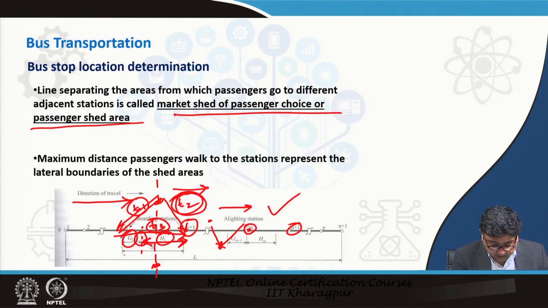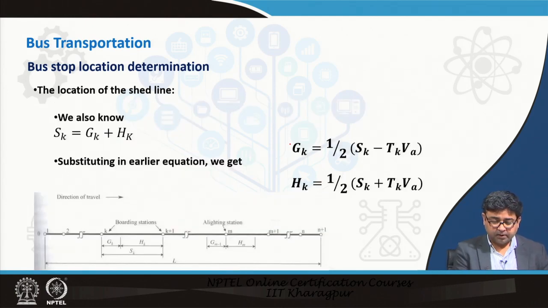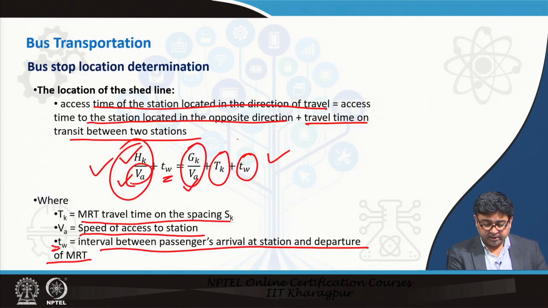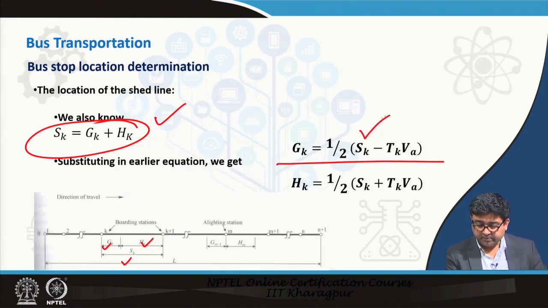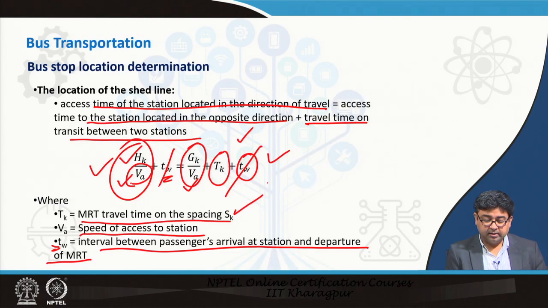So, it would have been, again, you have to travel this extra distance now, because you have gone back to a transit line. When you equate these two, what you start seeing is that we already know Sk is equal to Hgk plus Hk, and if you substitute this in the earlier equation, you can cancel those two. What you will get is Gk in terms of spacing and Hk in terms of spacing, and you already know your access speed and the speed on the MRT line, right.